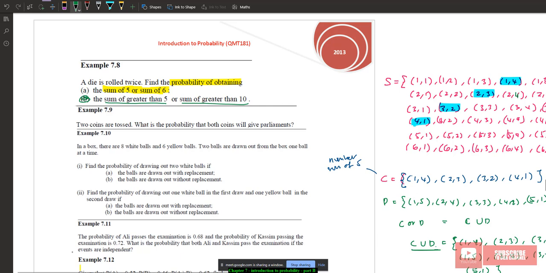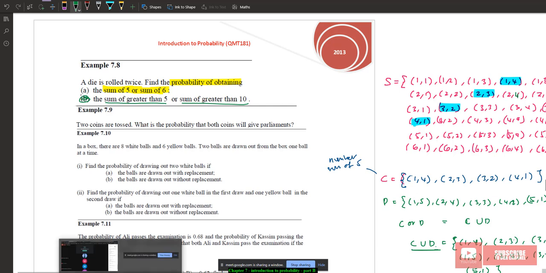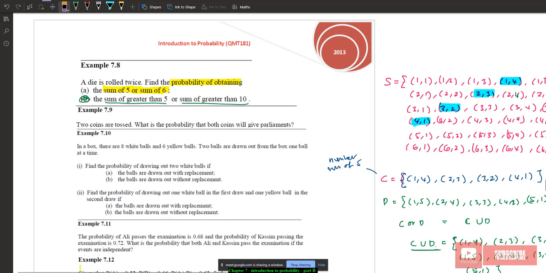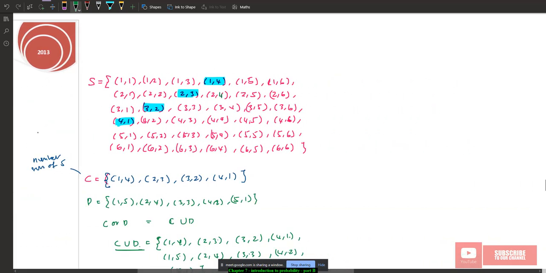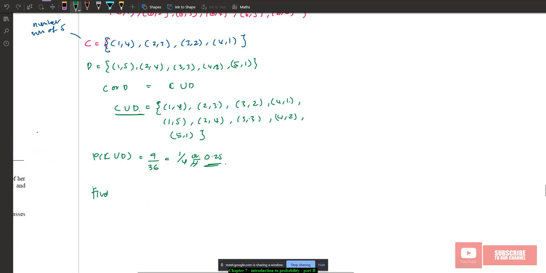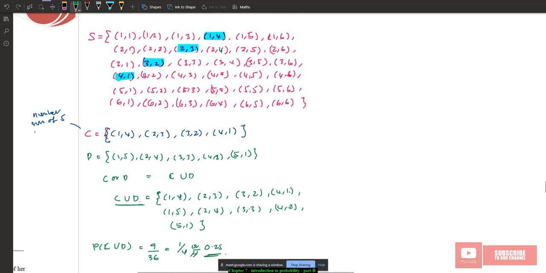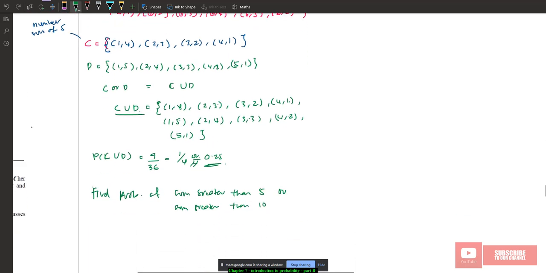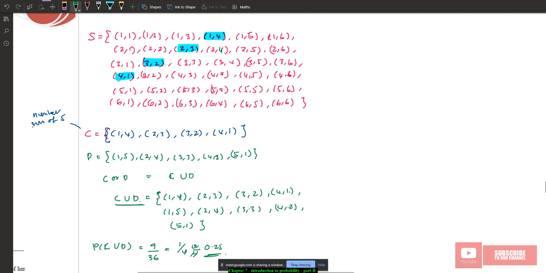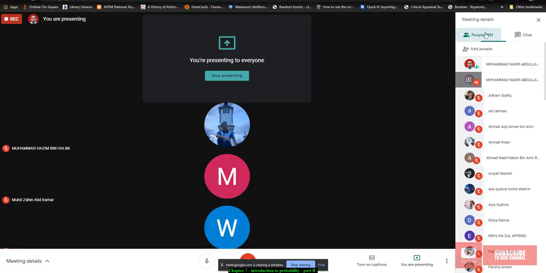So can you try to do B, example number 7.8 B? I'm giving you 3 minutes to find the probability of the sum greater than 5 or the sum greater than 10. You can use my sample space and try to find the probability. I want one of you to answer.